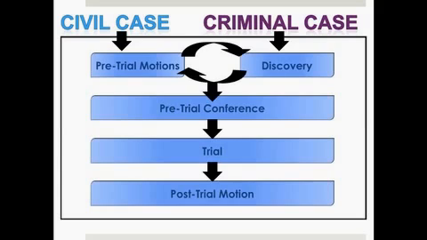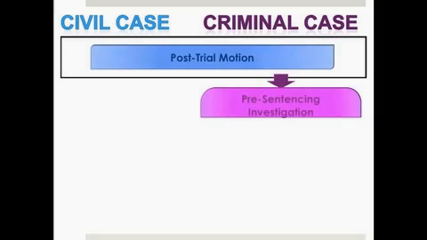Following the post-trial motions, there are several other steps involved in a criminal case. One of these is the pre-sentencing investigation. The court's probation department prepares a report for the judge summarizing the crime and the defendant's personal and criminal backgrounds. Generally, the victim is contacted for a recommendation of sentence. The probation officer concludes the report with the recommended sentence.